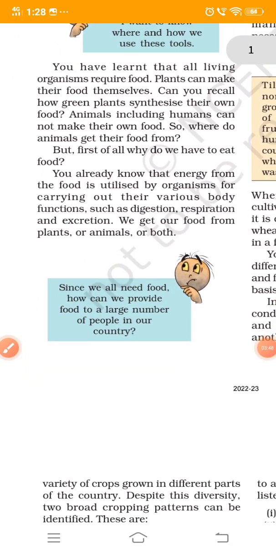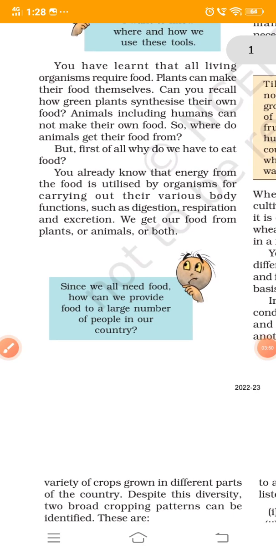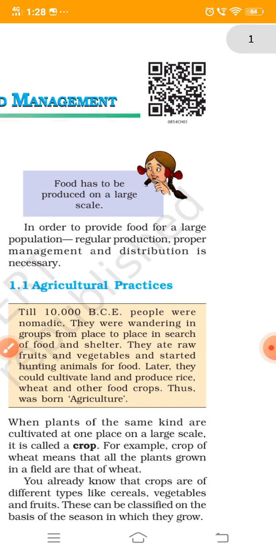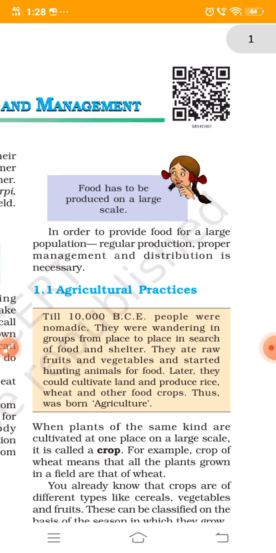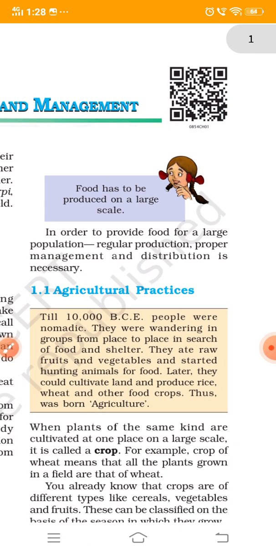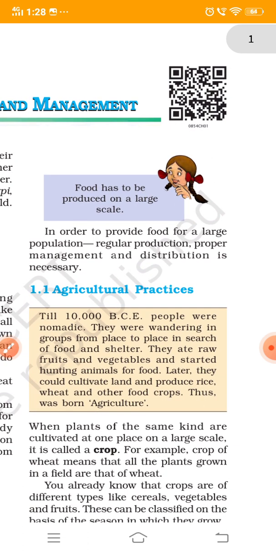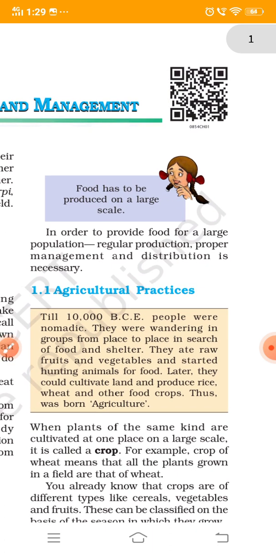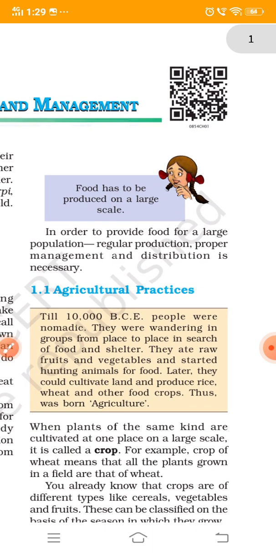Since we all need food, how can we provide food to a large number of people in a country? That's the main problem nowadays. Food has to be produced on a large scale. Of course, that's why in India agriculture is mostly done, but the management is not proper at all.